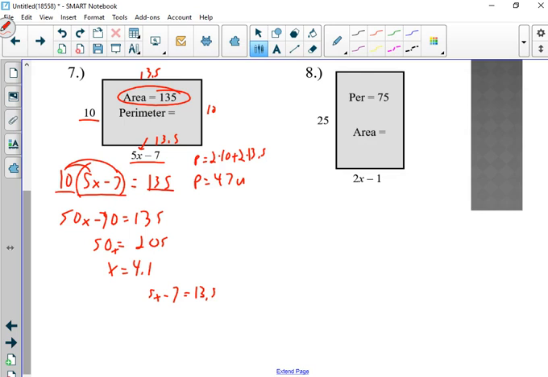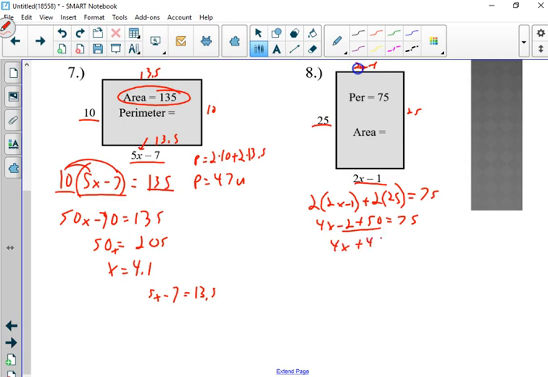Number 8, perimeter is 75. So 2 times 2x minus 1, twice the base, plus twice the height, base, height, 2 of these, right? 2x minus 1 and 25 over here, equals 75. You add them all up. So 4x minus 2 plus 50 equals 75. 50 minus 2 is 48. If you subtract 48 from both sides, 75 minus 48, you get 27. And if you divide by 4, you get 6.75.